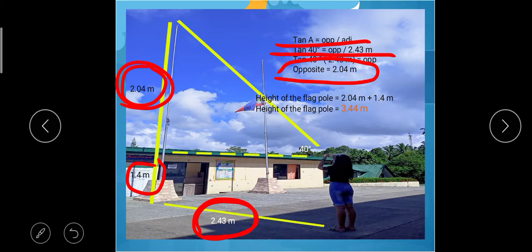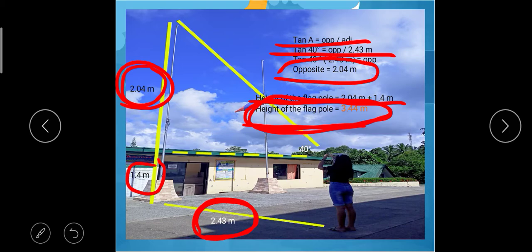Now tan 40 degrees multiplied by 2.43 meters, now we have our opposite is 2.04 meters. Now this is not the height of the pole yet, because we are finding the height of the pole here. So the height of the pole is equal to 2.04 meters plus 1.4 meters, which is the height from the eye of the person to the ground. So we add that, and this is the final answer. This is the height of the flagpole, 3.44 meters.